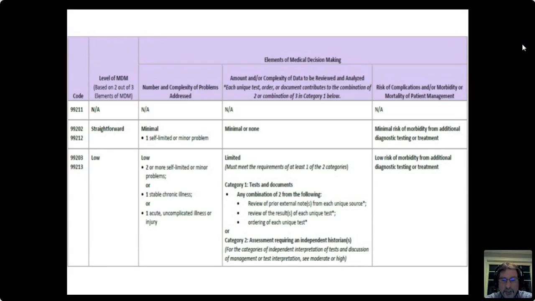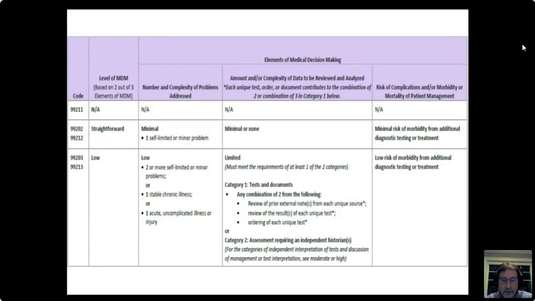Or the second option is assessment requiring an independent historian. That is defined by CPT as a patient where you have to get someone else to give you the history. Like if the patient has dementia and you have to have a family member come in, or if it's a young child and you need a parent to come in and give you the history.